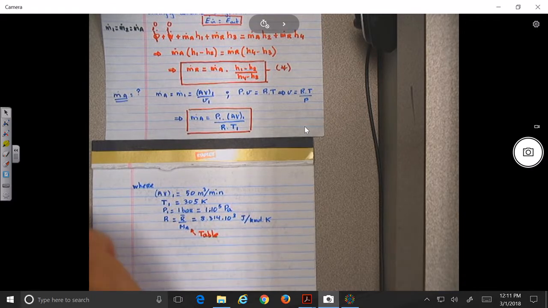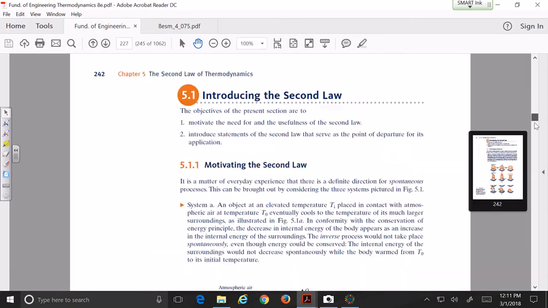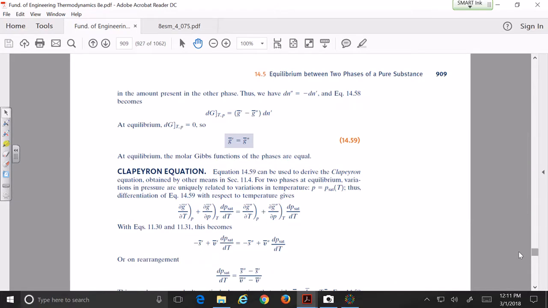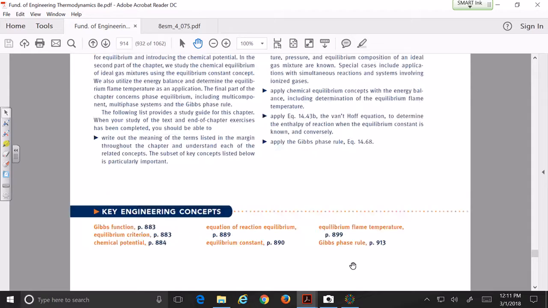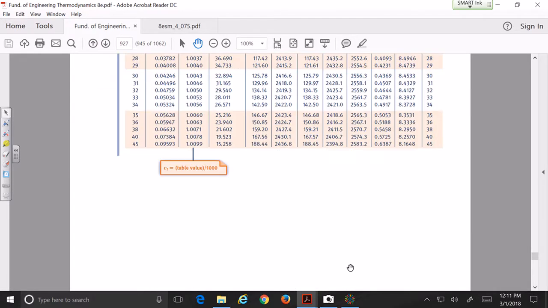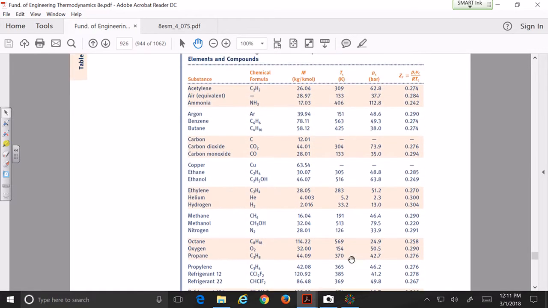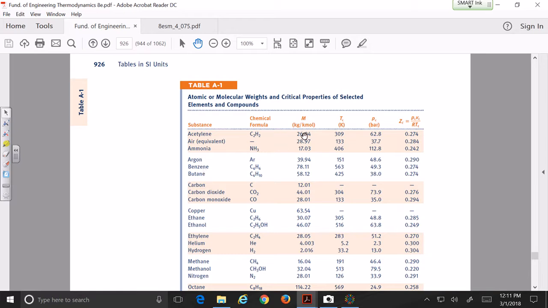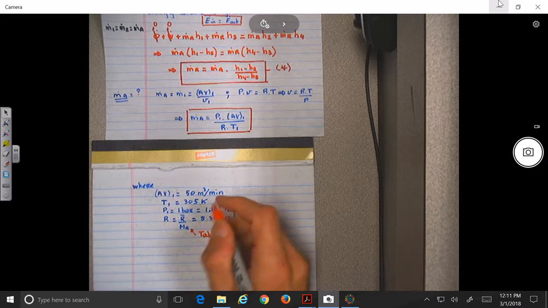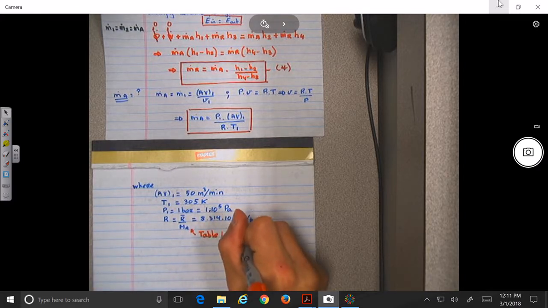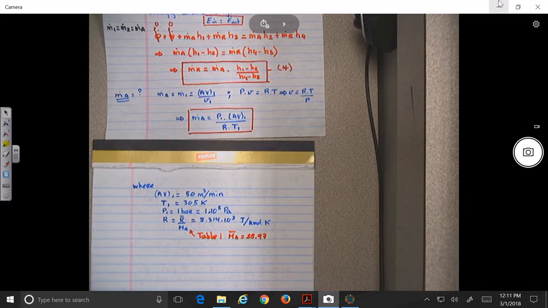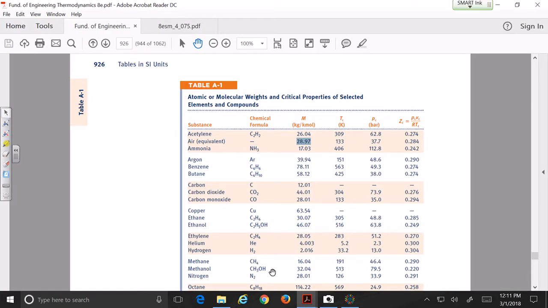For that you should have a table. Let's find out. The thing is either at the end or at the beginning. I'm never sure about that one. Yes, it's the first table, table A1. So page down. So you go to table A1 over here. So for the air, what is the molar mass? 28.97. Okay, from table A1. So M of air is 28.97. And what are the units? Kilogram per kilomole.